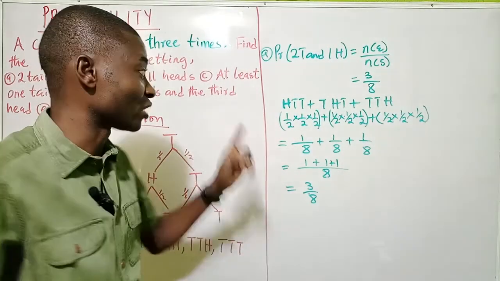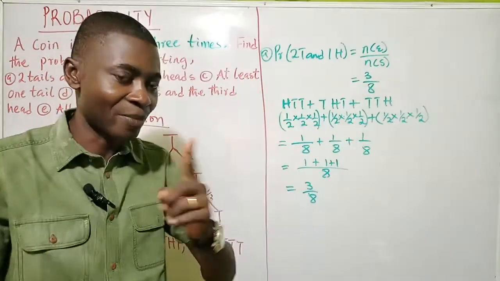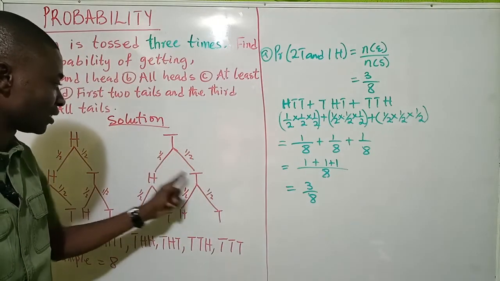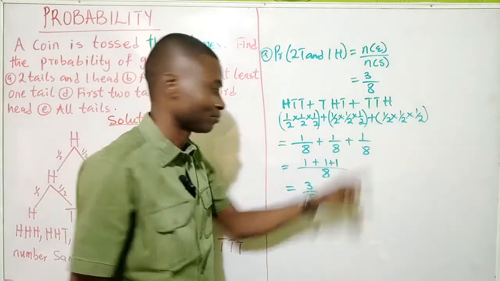For the remaining questions, I'm not going to be doing this, but on your own, you can try to check them. Remember, each of them is 1 over 2. That is why I wrote them, that is what I did. 1 over 2, 1 over 2, 1 over 2. Is that clear?